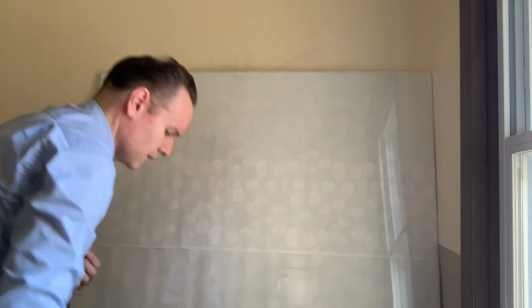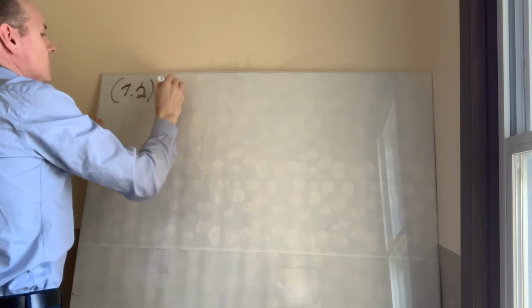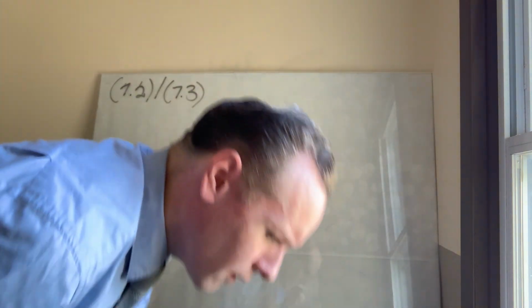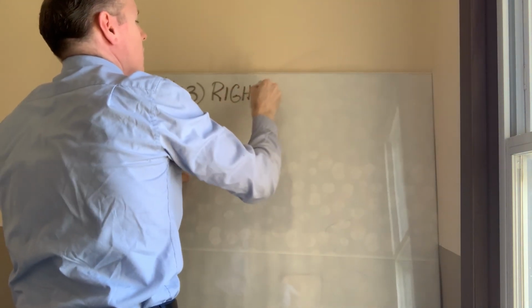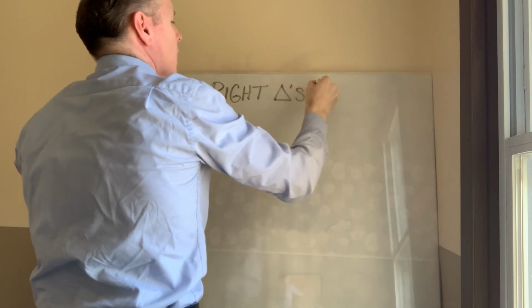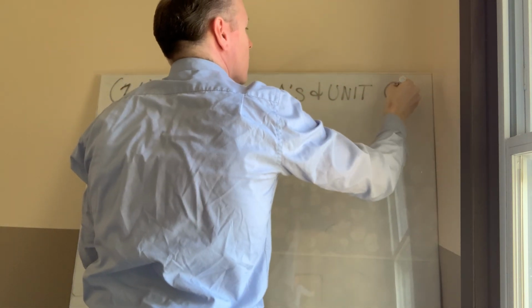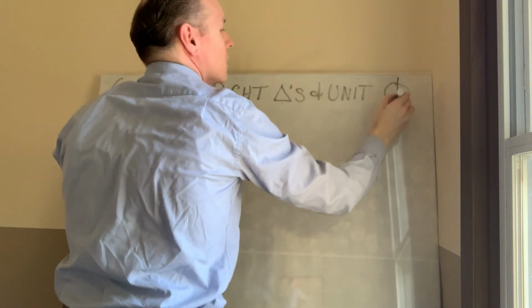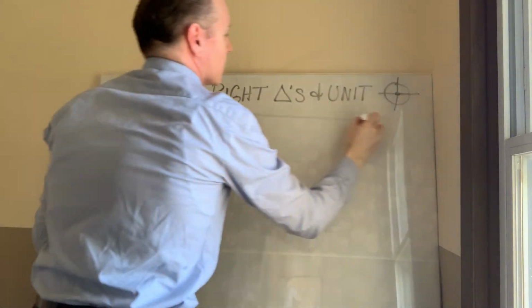Okay. Now, let's see, I'll label this 7.2, 7.3, which is about right triangles and unit circles. Okay. There we go. Something like that.